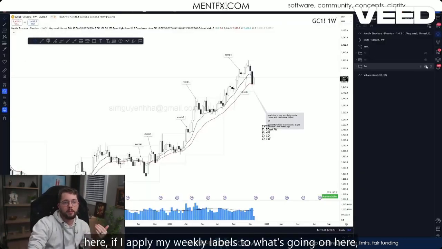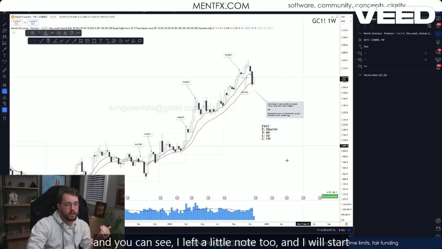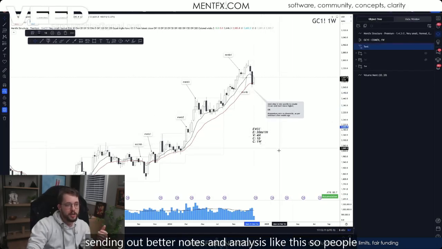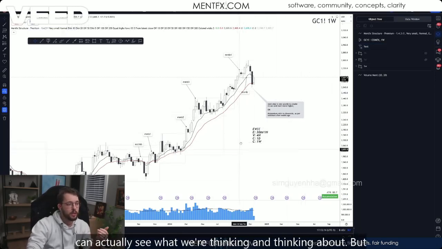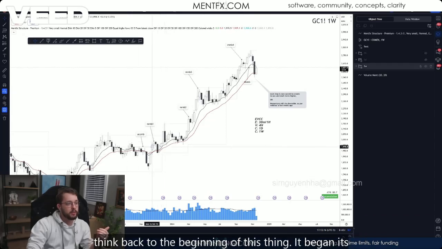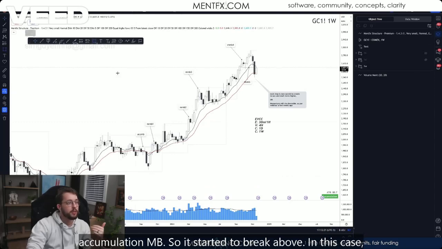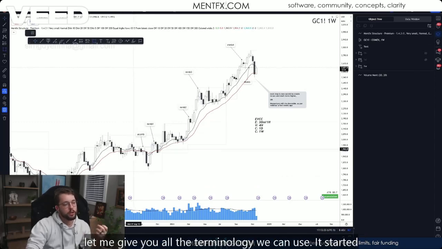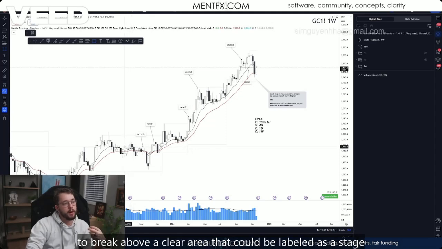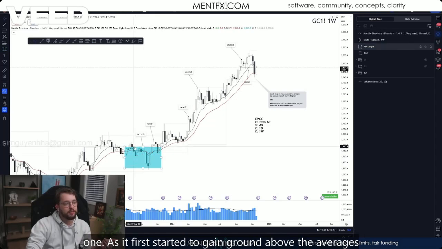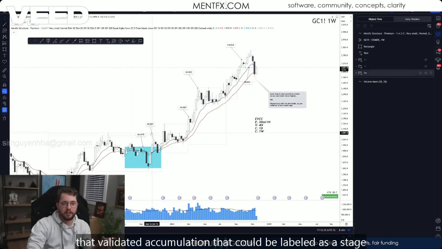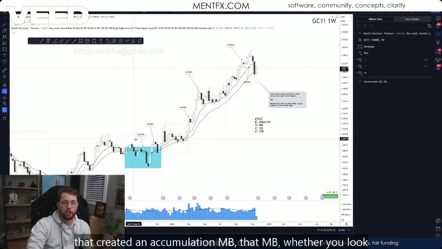If I apply my weekly labels to what's going on here, and you can see I left a little note too, and I will start sending out better notes and analysis like this so people can actually see what we're thinking about. But think back to the beginning of this thing. It began its accumulation MB. So it started to break above, in this case, let me give you all the terminology we can use. It started to break above a clear area that could be labeled as a stage 1, as it first started to gain ground above the averages that validated accumulation, that created an accumulation MB.